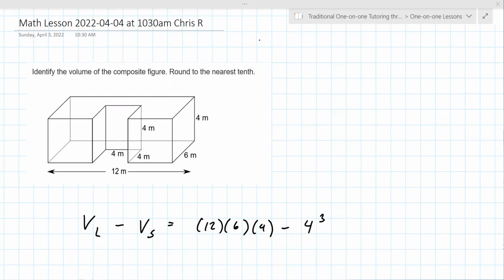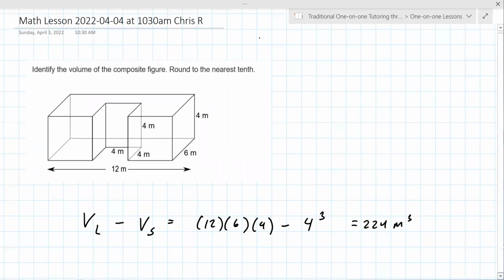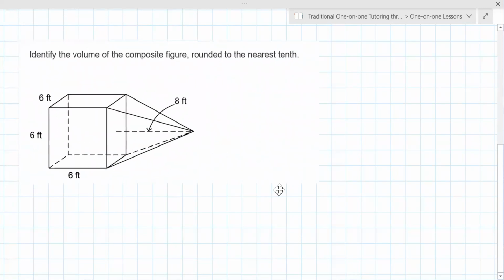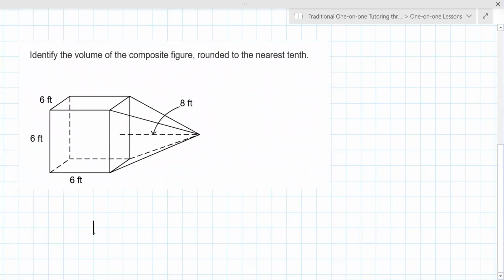I get 224. Okay. And what are the units of that? That is meters cubed. Good. All right. So the next one is again, kind of like one we've done before. You have to find the volume of the cube plus the volume of the pyramid.